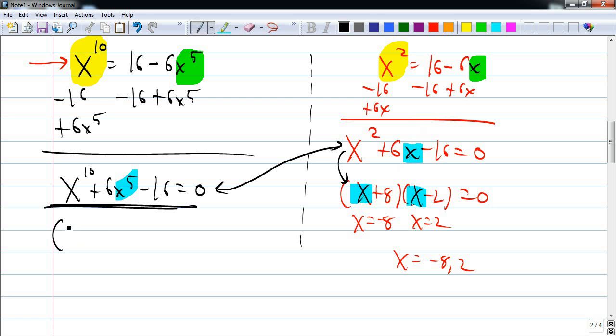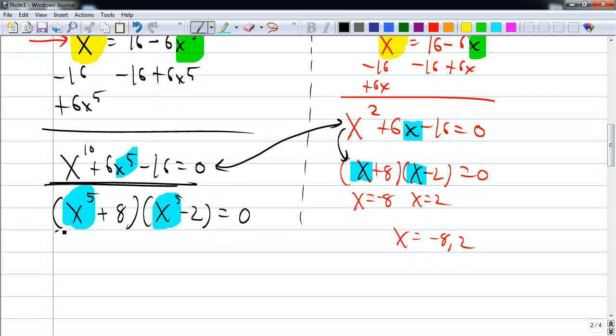So this is going to factor x to the 5th plus 8, x to the 5th minus 2. It will factor in exactly the same way. It's just that I use whatever variable is in my middle term, and then I can just solve each of these like I normally do. Now I need to be careful. I have two things multiplied together equaling 0, so either this is 0 or this is 0.